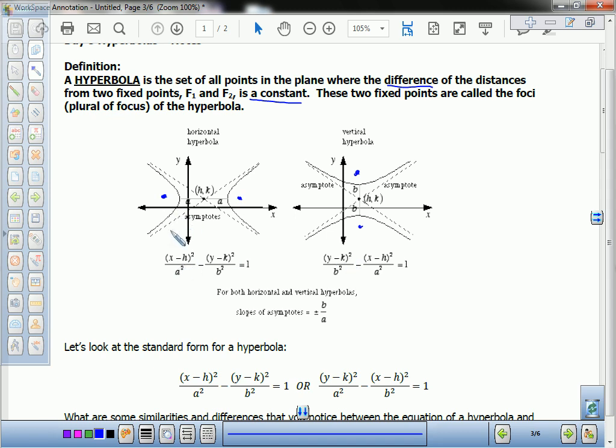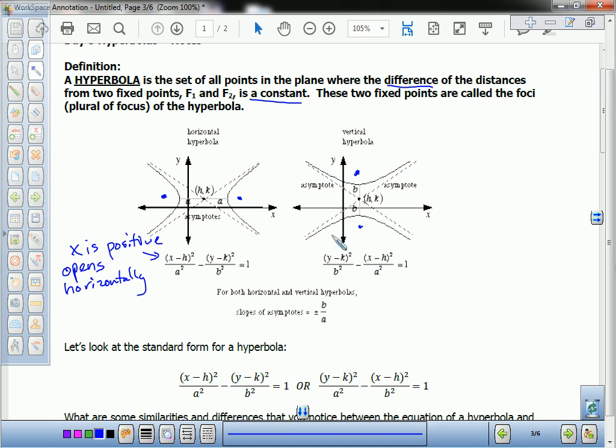All right, hyperbolas can open two ways. We are going to study two ways that hyperbolas can open. They can open more than that, but we're only looking at ones that open horizontally and ones that open vertically. If they open horizontally, look what comes first. X. The X is positive when it opens horizontally. And that's why we put it first.